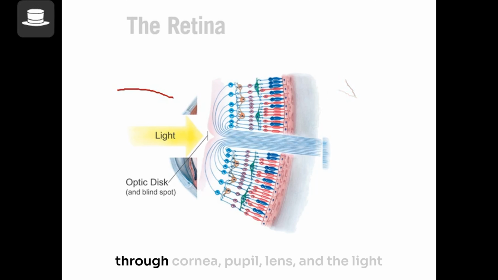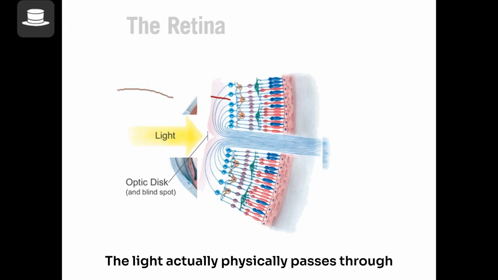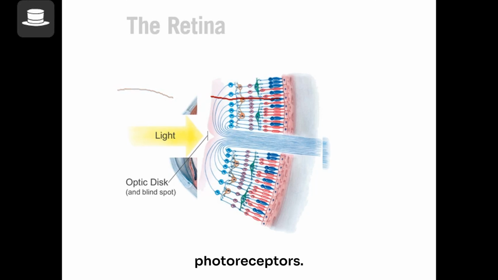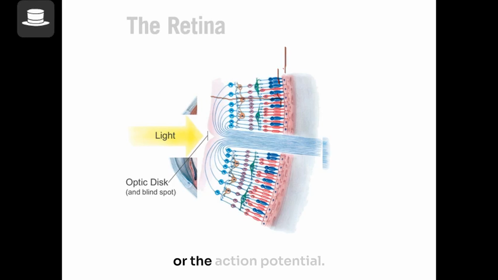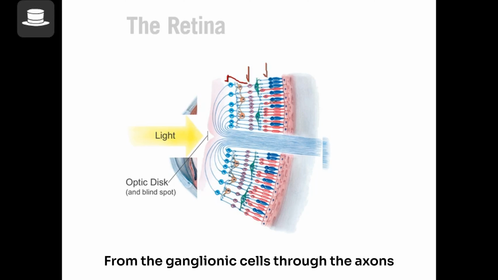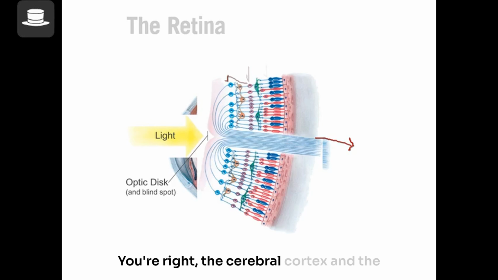So this is what happens when light falls on the retina. It goes through the cornea, pupil, lens, and the light falls on the retina. The light actually physically passes through the cell layers first and reaches the photoreceptors. These photoreceptors then convert the light energy into electrical impulses, the neural impulses or action potentials. These neural impulses are then transmitted from the photoreceptor layer to the bipolar cell layer, and from the bipolar cell layer to the ganglionic cells. From the ganglionic cells, through their axons, they exit the eye and then reach the cerebral cortex and the occipital lobe.